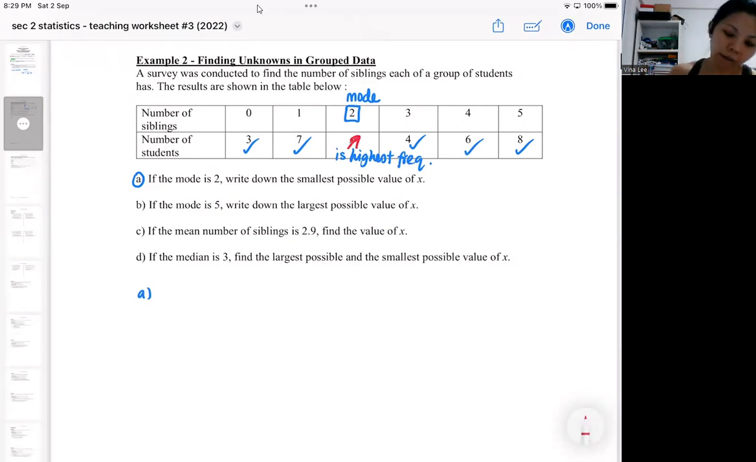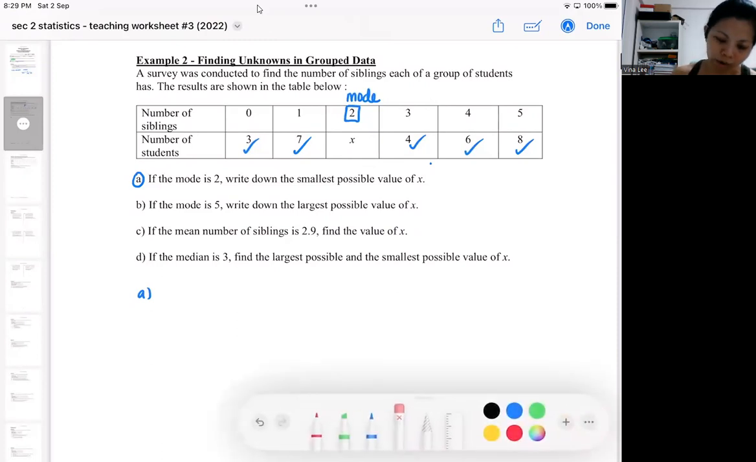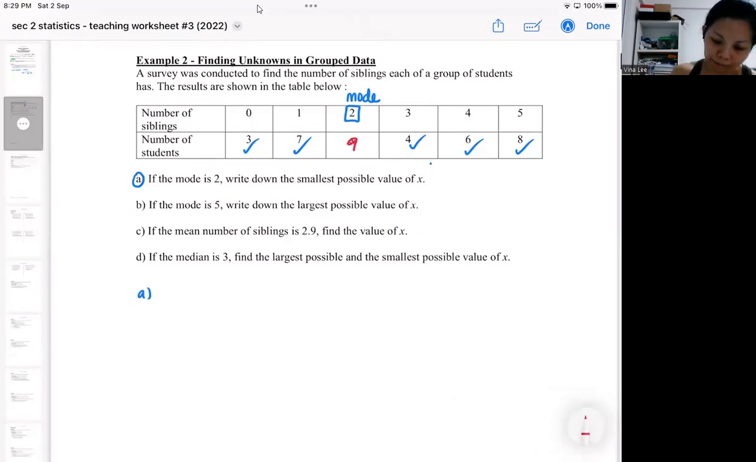And of course, can it be a 10? It can also be a 10. In fact, 9, 10, 11, 12, all of those will fit the value for X. But in this question, they only ask you for the smallest X. So the smallest X will be 9. That means it can be bigger than 9. It can be 10, 11, 12, all that.